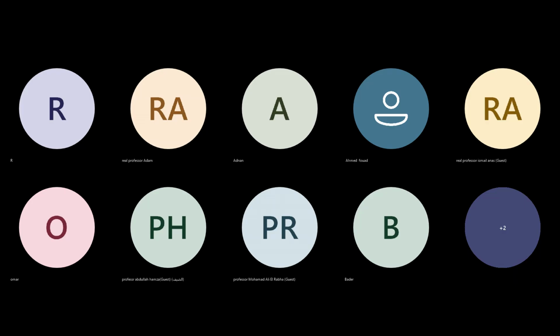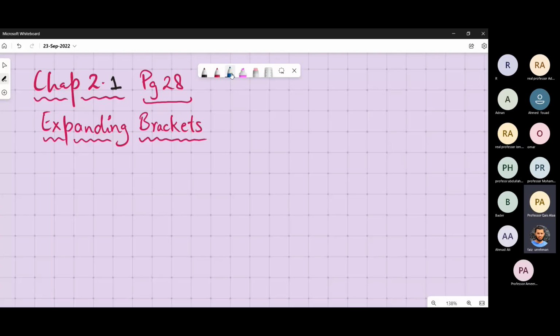Brackets. Okay, this is one of the easiest. A book is not required, but a notebook should be in front of you, because in the book you will just see the exercise, and I will already bring that screenshot on the screen. So the book is optional, not compulsory, but the notebook is compulsory. Now coming back, expanding brackets.